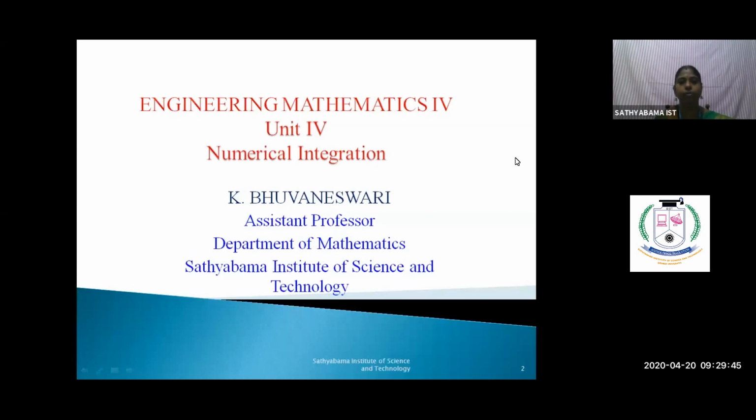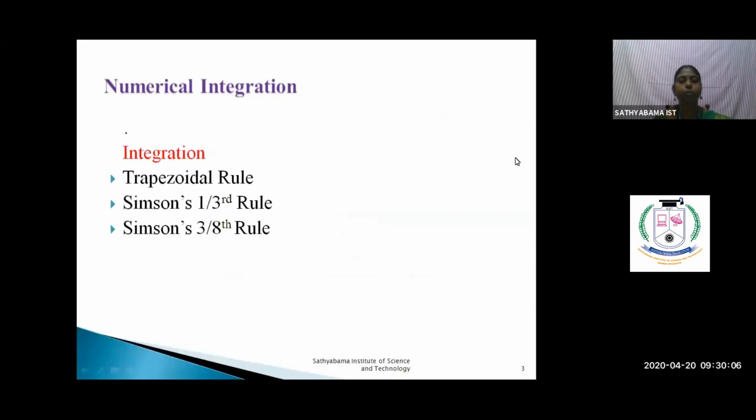So today we are going to see Engineering Mathematics 4. In Unit 4, we have seen numerical interpolation and numerical differentiation in the previous sessions, and today we are going to learn numerical integration. In numerical integration, we are going to see three rules. What are the rules? Trapezoidal rule, Simpson's 1/3 rule, Simpson's 3/8 rule.